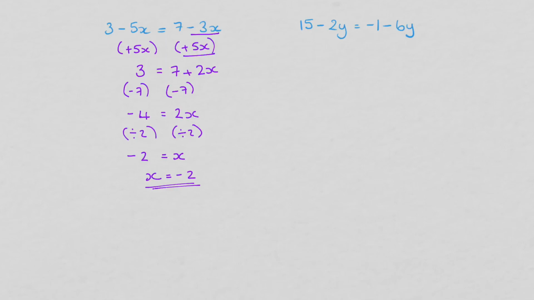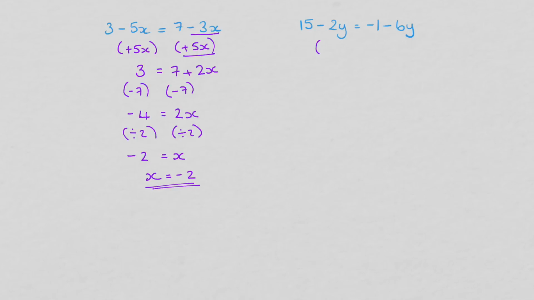Okay. And then the last one for today. So I said we weren't doing too much today. So again, we've got a situation where our letters are negative on both sides. So we're going to move the letters that are further down the number line. So the negative 6y is further down the number line than the negative 2y. So we're going to deal with the negative 6y. That's what we're going to move.